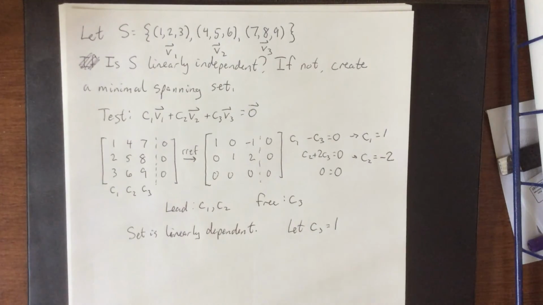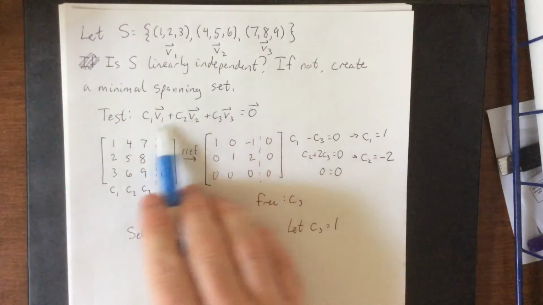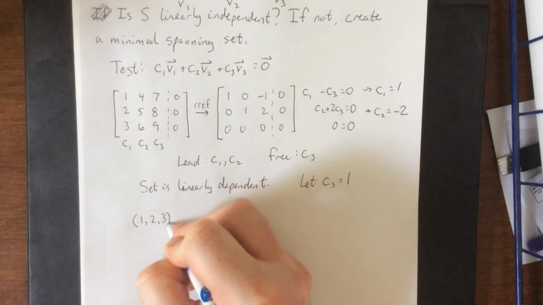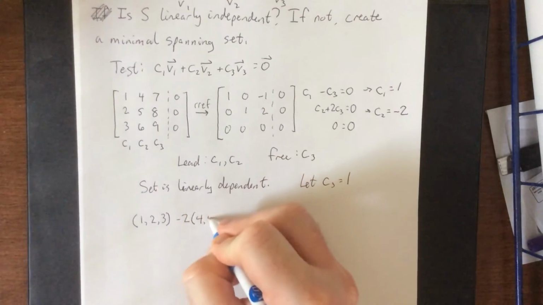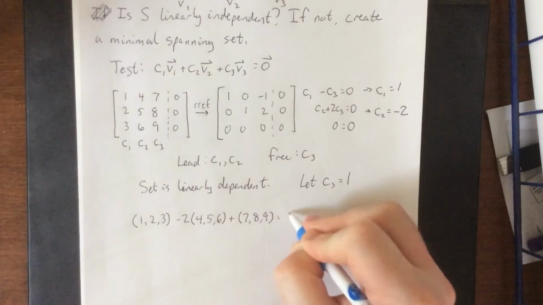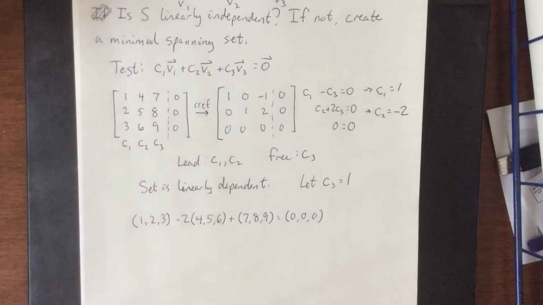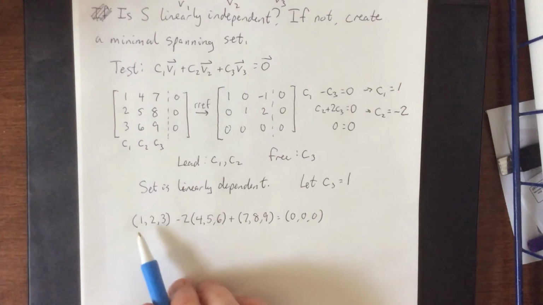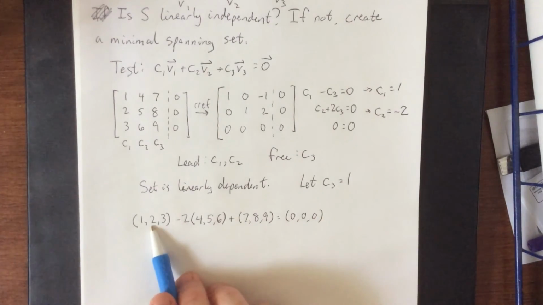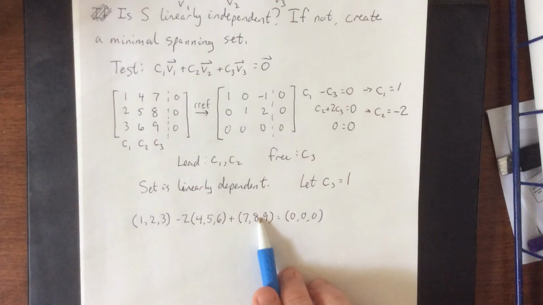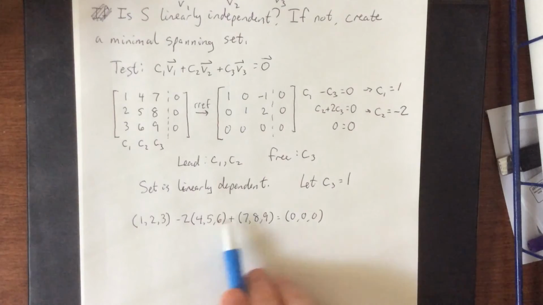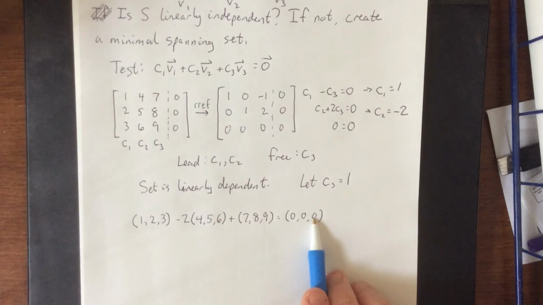We'll take these three values and plug them into the equation. This lets us know that 1, 2, 3 minus 2 times 4, 5, 6 plus 7, 8, 9 is equal to the zero vector. Let's verify this real quick. For the first component, 1 minus 2 times 4 plus 7 is in fact equal to 0. 2 minus 2 times 5 plus 8 is 0 for the second component. And for the third component, 3 minus 2 times 6 plus 9 is in fact equal to 0.